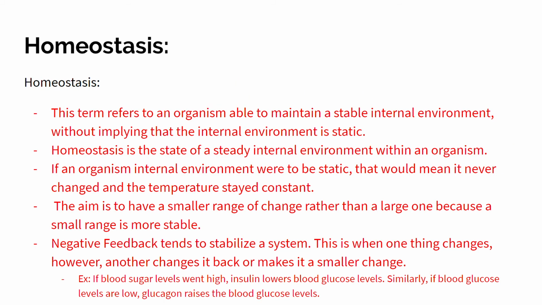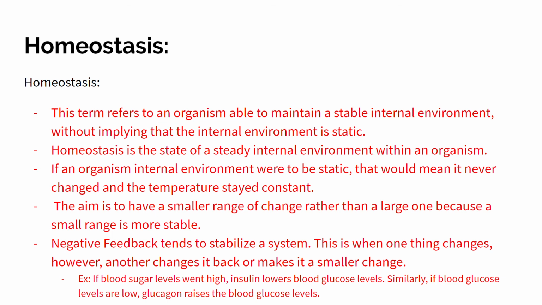And lastly, homeostasis. Homeostasis is a term which refers to an organism's ability to maintain a stable internal environment without implying that the internal environment is static. If an organism's internal environment were static, that would mean there was no change at all and temperature always stayed constant. However, that is not the case. The aim is to have a smaller range of change rather than a large one because small change is more stable. Homeostasis is the state of a steady internal environment within an organism.